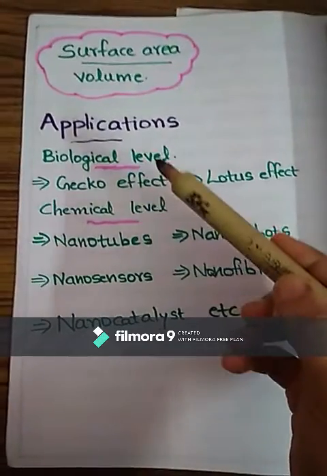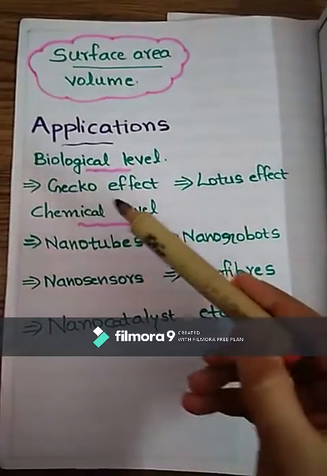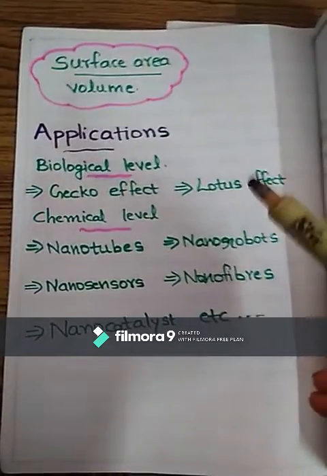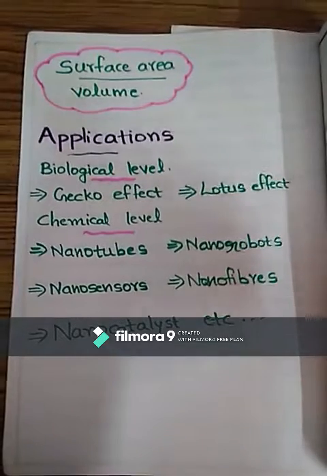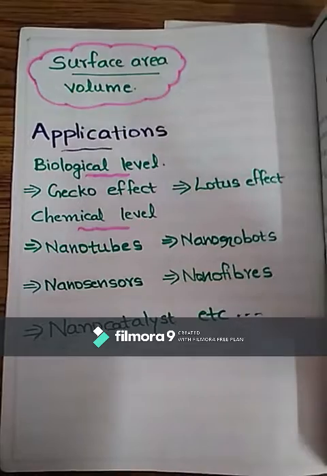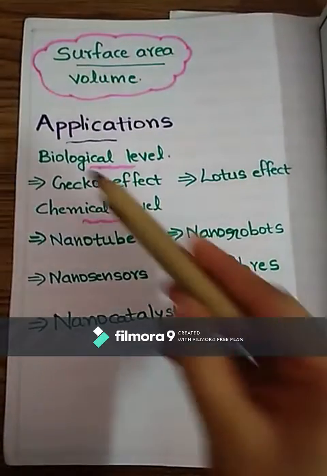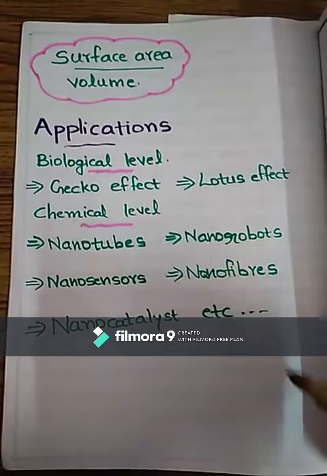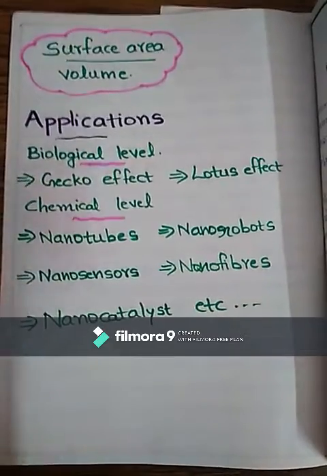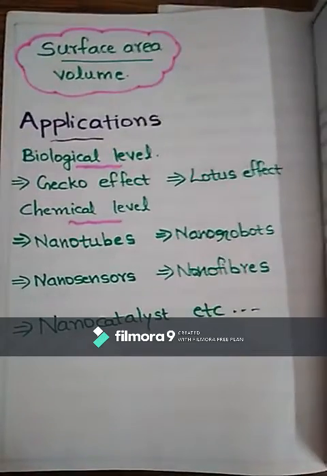As we come to the biological level, we can see the Gecko effect and the Lotus effect. I will explain what is meant by the Gecko effect. We all see a lizard crawling on the wall. We usually wonder how this lizard is crawling on the wall. It is based on the Gecko effect. As the lizard is moving on the wall, there are numerous nanofibrils present on its legs. As it moves, it causes bending of these nanofibrils, thus it can easily move on the wall.